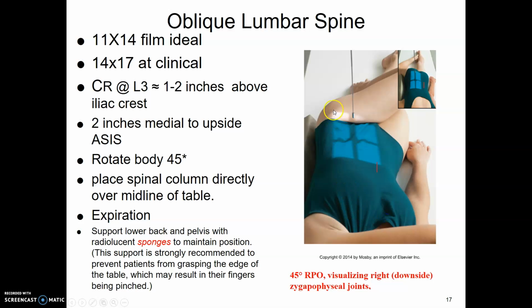So you're going to oblique them up 45 degrees. I use this triangle block sponge from their shoulders to their hips, ideally. Center to L3, 1 or 2 inches above iliac crest, and then 2 inches medial to upside ASIS. So find the ASIS on the upside, 2 inches medial. All right.